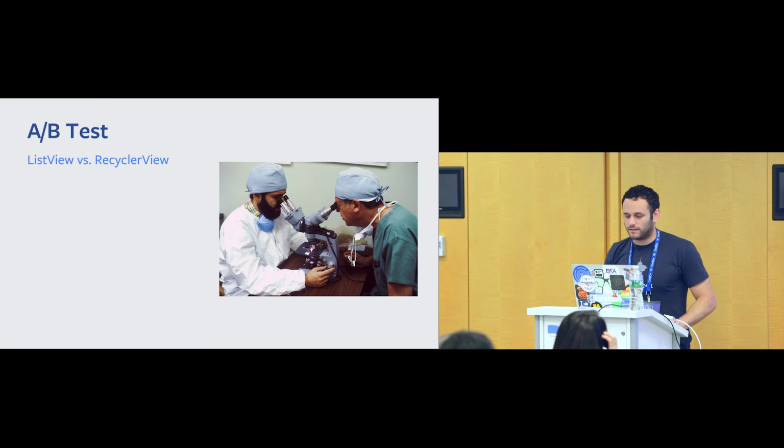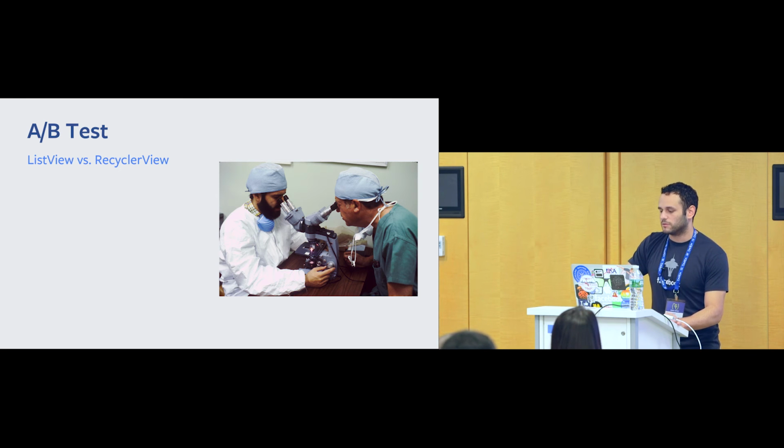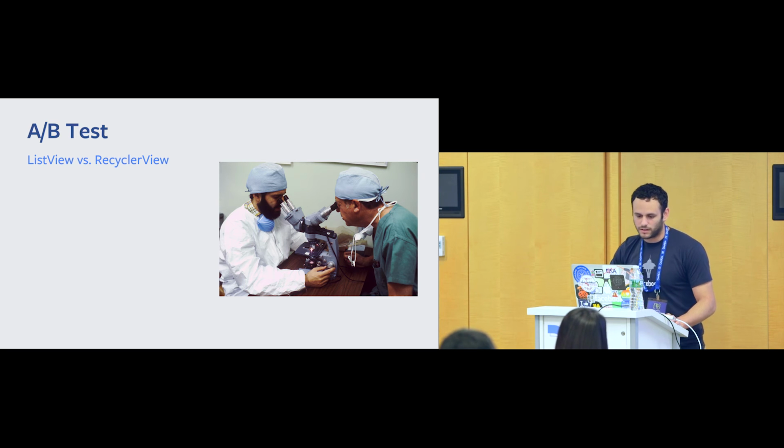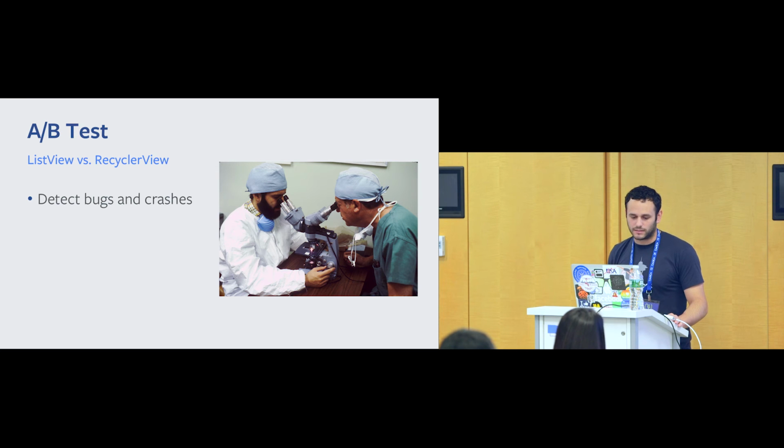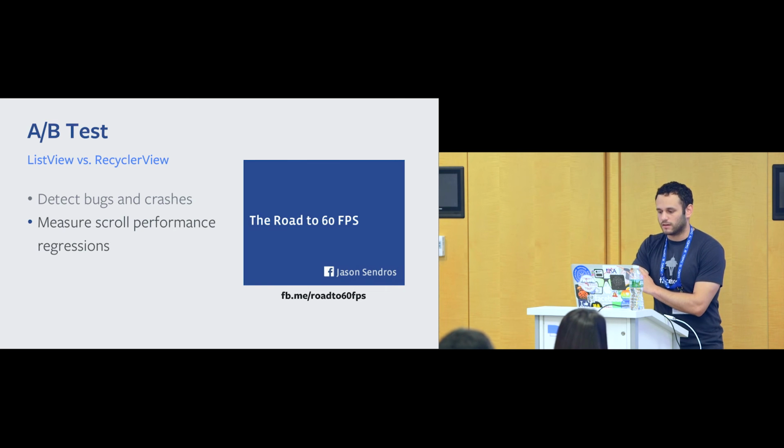So the way to get around these complications is to set up an A/B test. We can work on the RecyclerView implementation while ListView is still being used in production. And then once the RecyclerView version is ready, we turn on a test. So some people will be running feed with ListView, some will be running feed with RecyclerView, and if we do it correctly, no one will be able to tell the difference. But in case we didn't, we can use the A/B test to detect any new bugs or new crashes. And we can also measure scroll performance regressions, which we care a lot about.